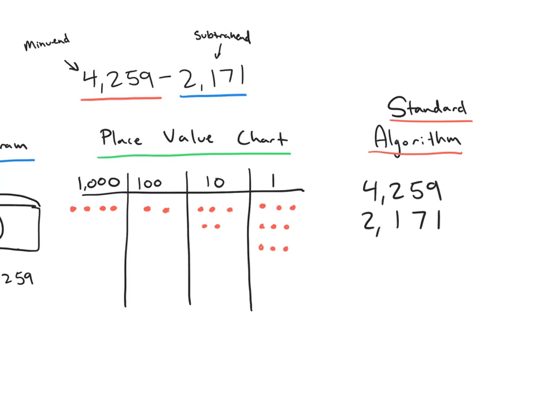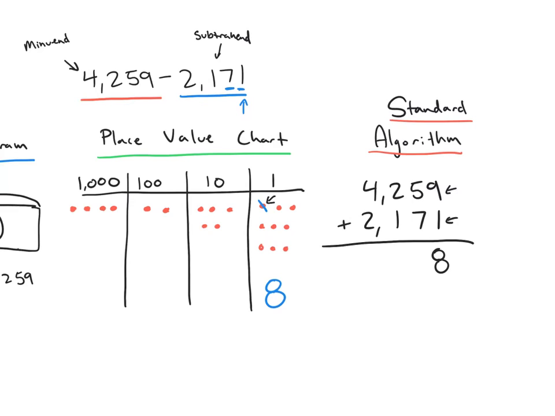I'm going to start with my ones place, and when we're doing subtraction, we always want to make sure we're starting with our ones place, or our smallest place value. It looks like we have one in our subtrahend, so I'm going to cross out 1, and that leaves us with 8 ones for our answer. When we're solving with the standard algorithm, that process of crossing out this 1 looks like subtracting 9 minus 1 and getting 8.